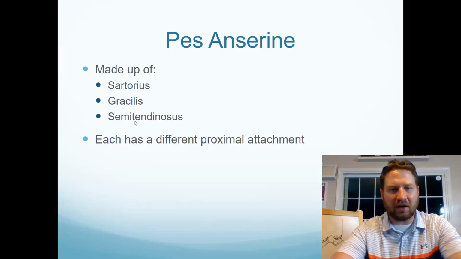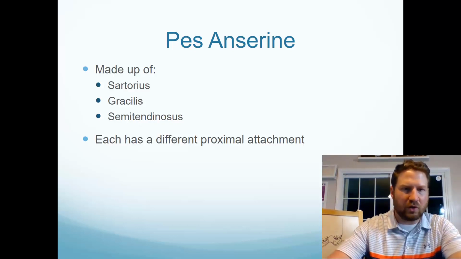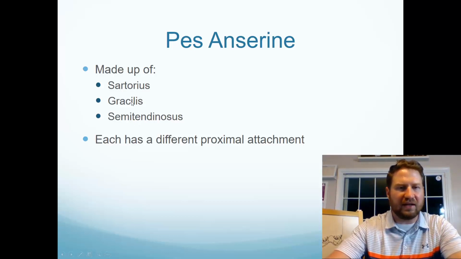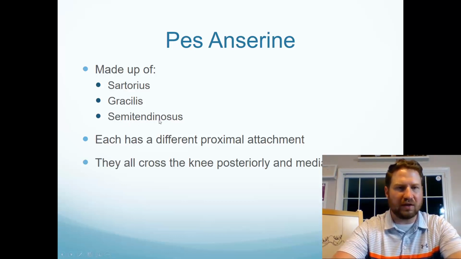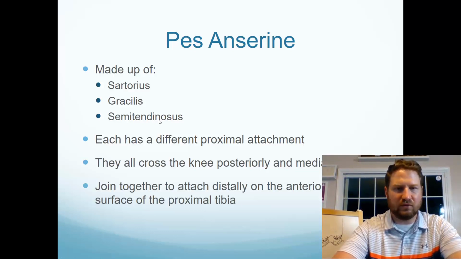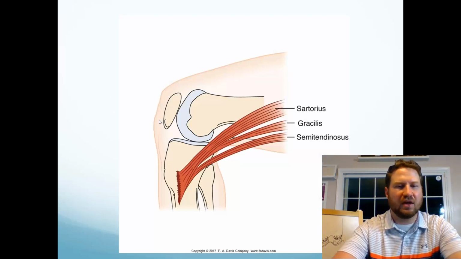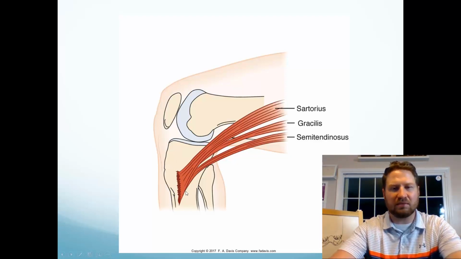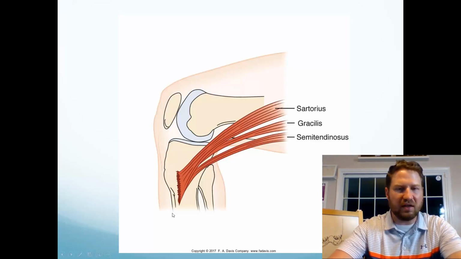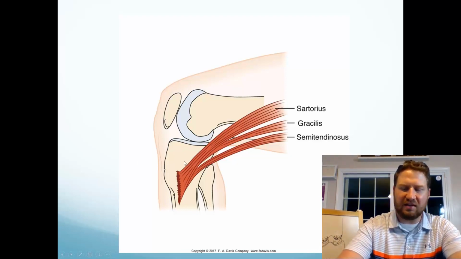Okay. Each has a different proximal attachment, as you know. Sartorius wraps up and goes to your ASIS, gracilis all the way up to your pubic bone, and your semitendinosus all the way up to your ischial tuberosity. Okay. Joined together to attach distally on the anteromedial surface of the proximal tibia. Boom. This, my friends, is a very common spot to be irritated and just painful. And people will know it. You'll ask someone, where does it hurt? And they point to here. You know that that is your pes anserine.